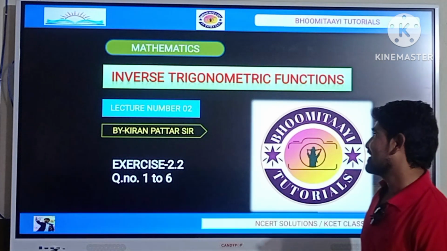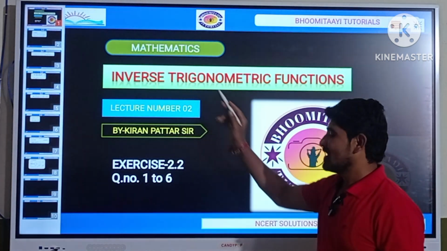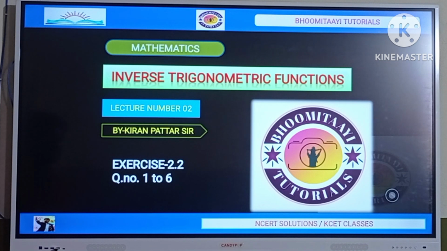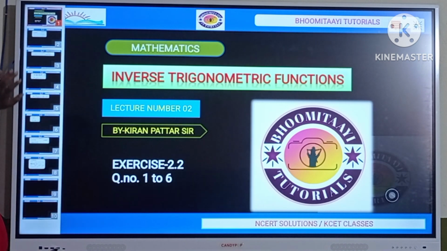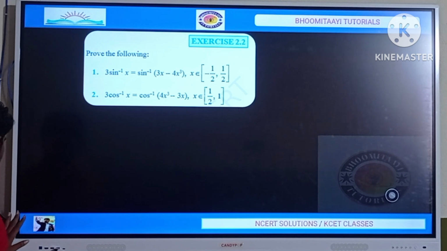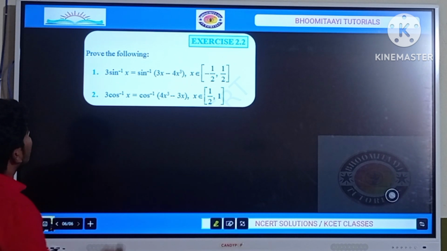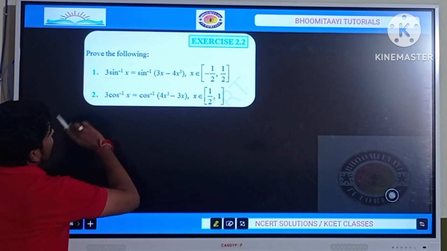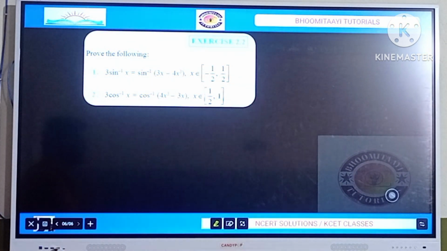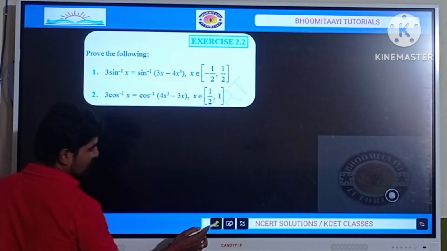Today I am going to discuss the inverse trigonometric functions. So in that I am going to start the second exercise. In the second exercise, the first question is: prove that 3 sin inverse x is equal to sin inverse of 3x minus 4x cube.